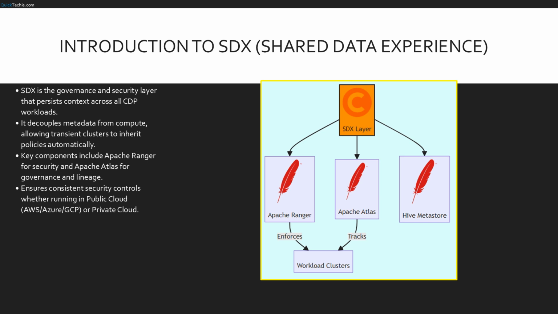This diagram illustrates the SDX architecture. At the top, we have the SDX layer, which serves as the single source of truth. It houses three critical components: Apache Ranger for security policies, Apache Atlas for governance, and the Hive Metastore for schema definitions. These components push down enforcement and tracking to the transient workload clusters below, ensuring that every Spark job or SQL query operates within the governed boundaries.